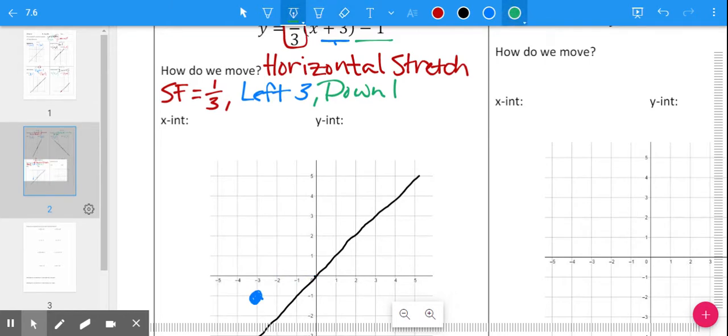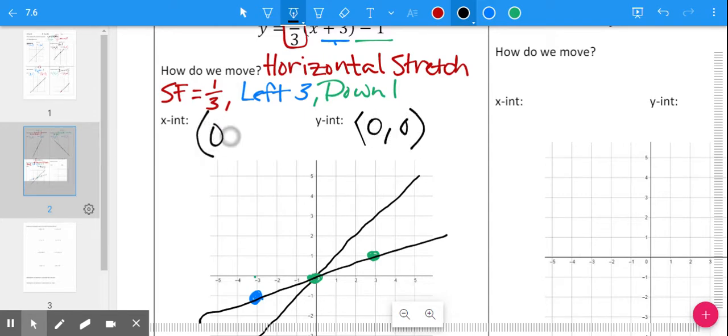Now we have to apply that horizontal stretch with a scale factor 1/3. So it's just like your slope. So we're going to go up 1 and to the right 3 to find other points on your line. And there's our new line. So although it shifted in different places, our y-intercept still ended up 0, 0. And our x-intercept is also 0, 0 because the line goes through the origin.